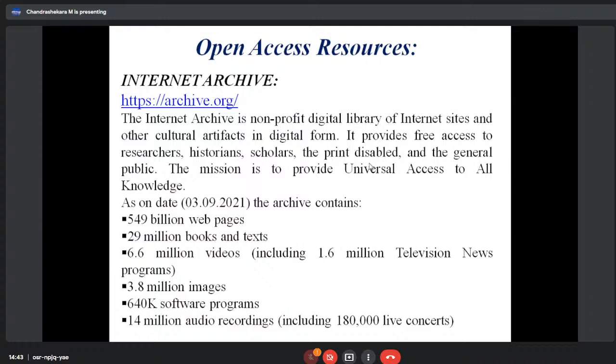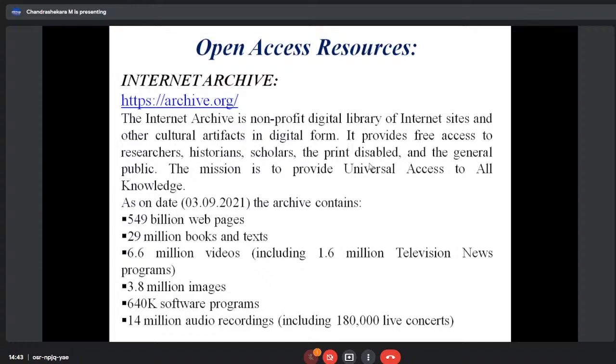This much is really available in the internet archive. If you visit archive.org, you see HTTPS, which means the secure one. Anytime we can access it, because they have applied an SSL certificate, which means a secure license.